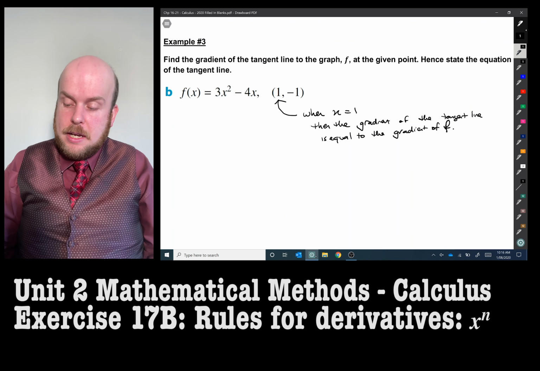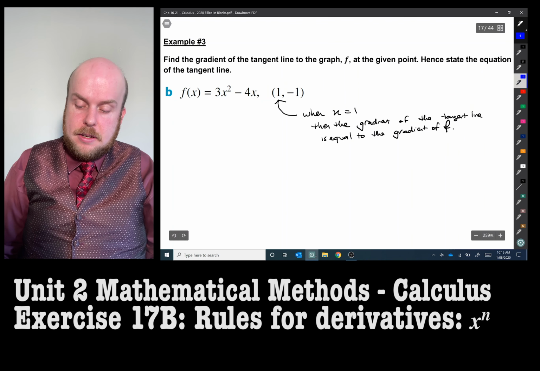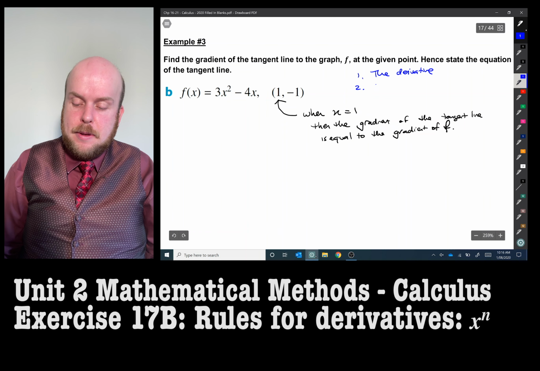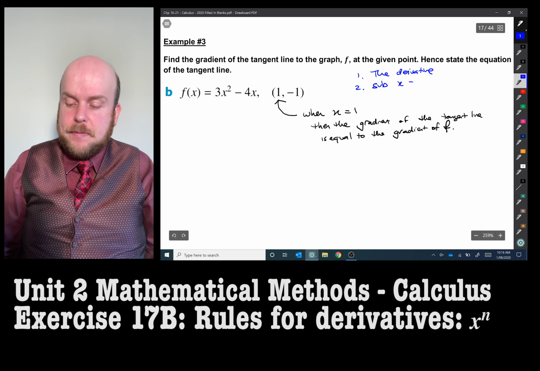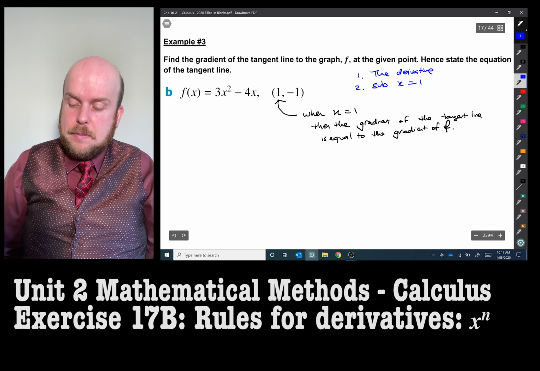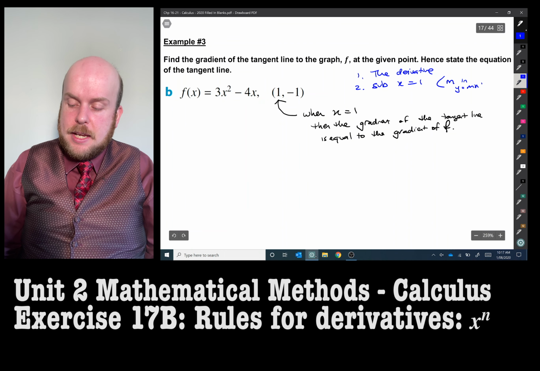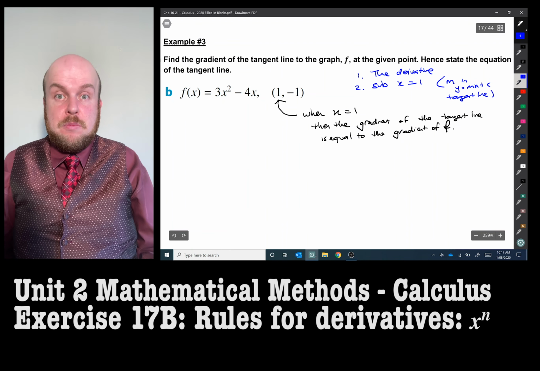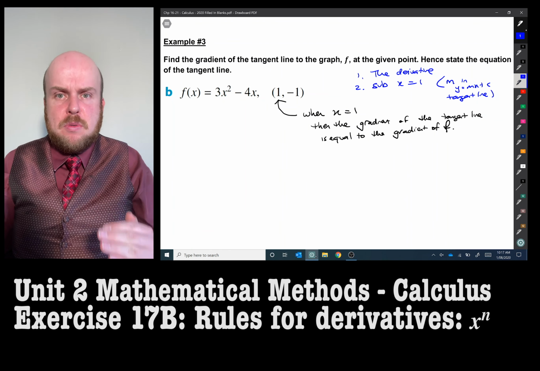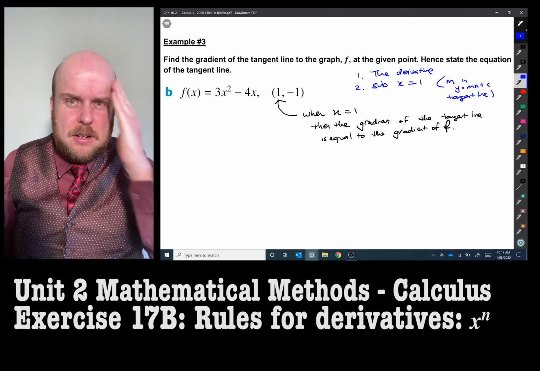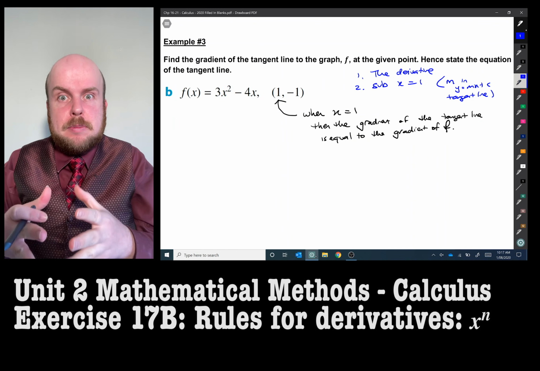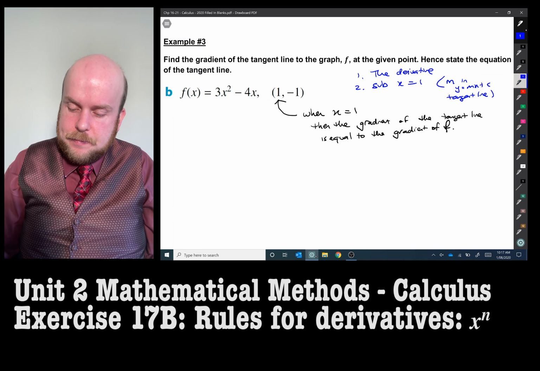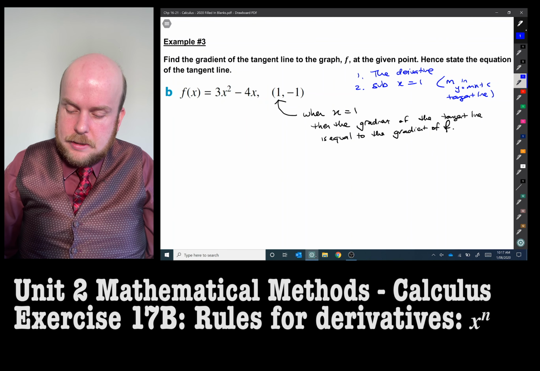So we're going to find the derivative. We're going to sub x equals 1. So this will be the m in y equals mx plus c for the tangent line. The tangent line is a straight line that adheres to that rule, the y equals mx plus c. Remember that from chapter 1 and 2? Oh God, that was so long ago. Y equals mx plus c. That's the straight line formula. And solve for c.